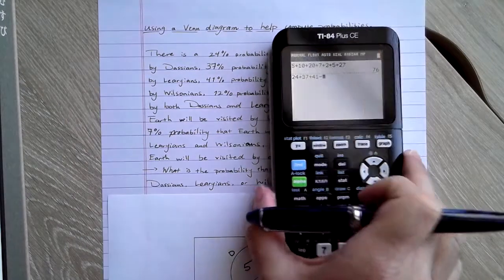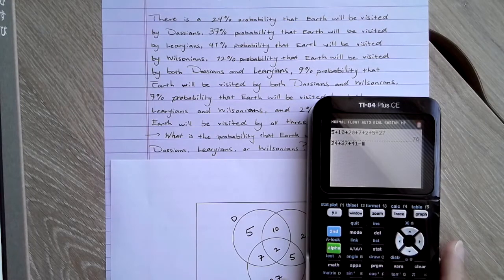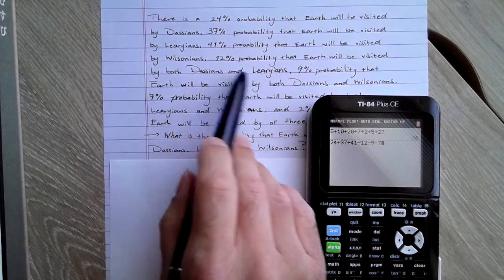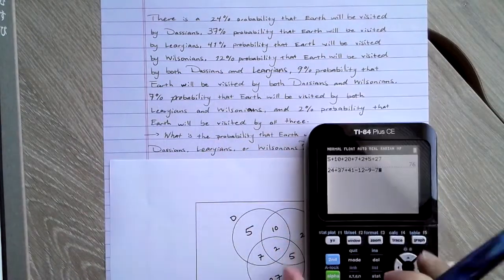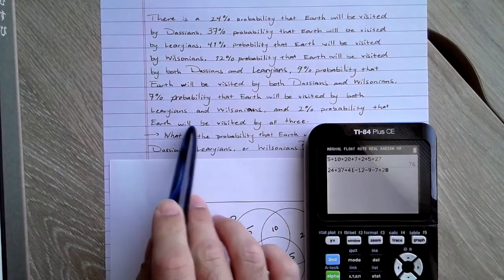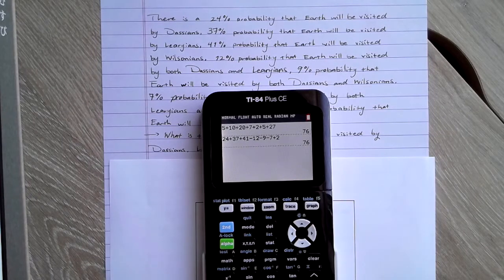Then we have to subtract each of the intersection pieces. So we have 12 minus 9 minus 7. And last but not least, we have to add back in the triple intersection here, which is all 3. Okay, so that's a good verification.